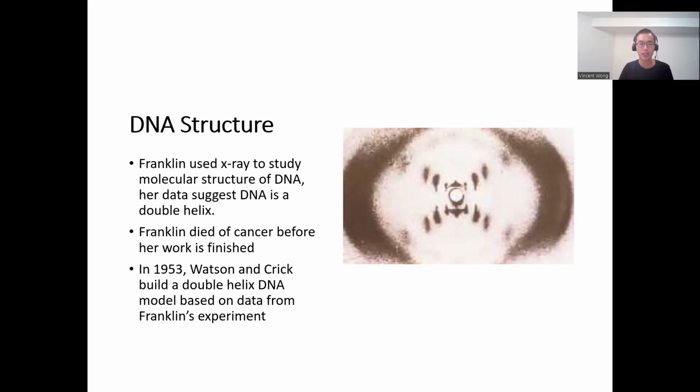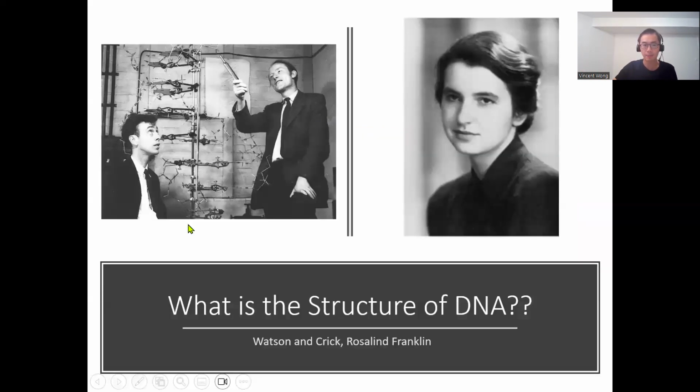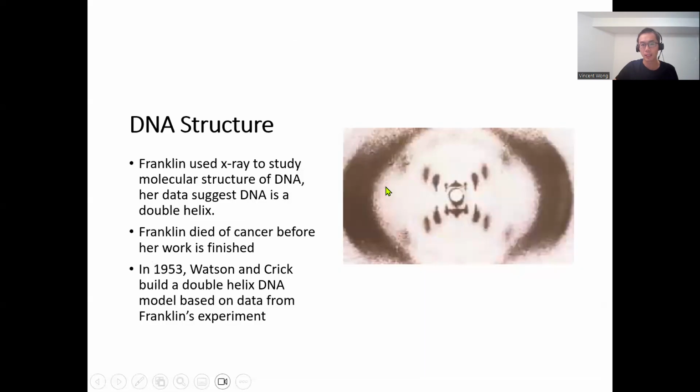And later on, two other scientists, Watson and Crick, continued her work, basically used the data from her experiment and created the first scale model of the DNA that's actually correct. Okay, and they later went on to win the Nobel Prize for that work. Although people say Rosalind Franklin also should be awarded a Nobel Prize because really it was her work that led to the discovery of the structure of DNA.